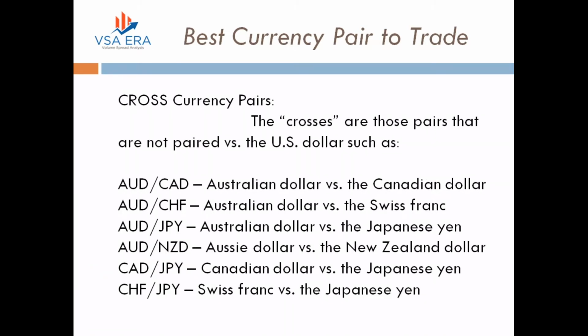Next type of currency pair is crosses. The crosses are those pairs that are not paired with the US dollar. Other than the US dollar, all other currencies and economies paired with each other are known as crosses. Like Australian dollar paired with Canadian dollar, Australian dollar with Swiss franc, Australian dollar with Japanese yen, Australian dollar with New Zealand dollar, Canadian dollar with Japanese yen, Swiss franc with Japanese yen. All these we can say are cross currency pairs, not major currency pairs.